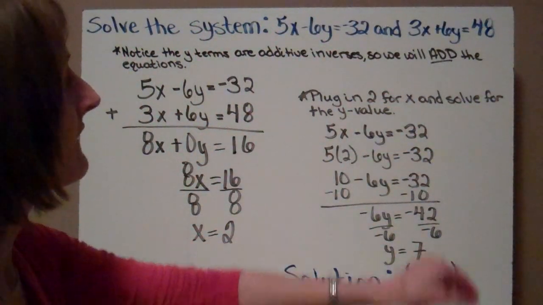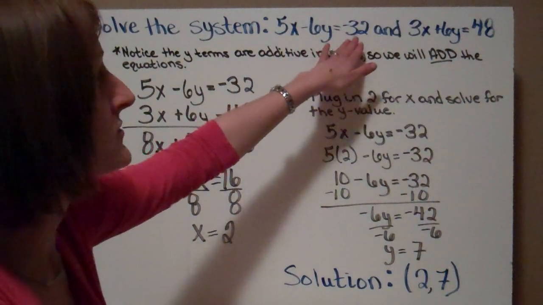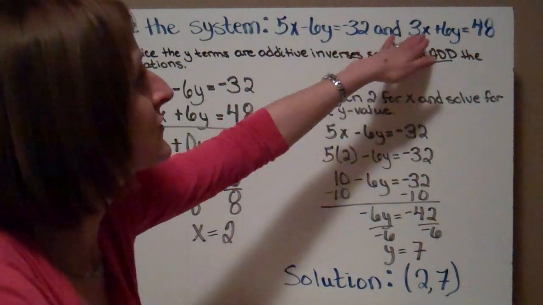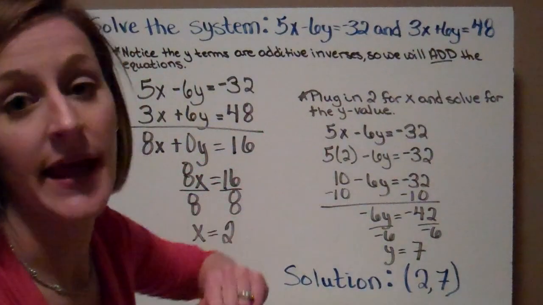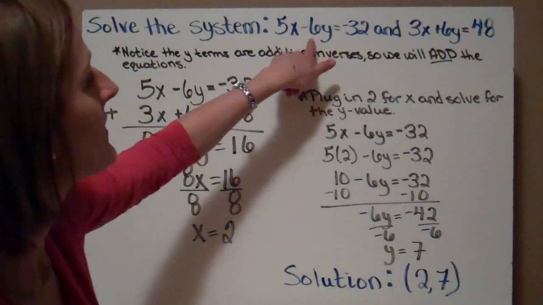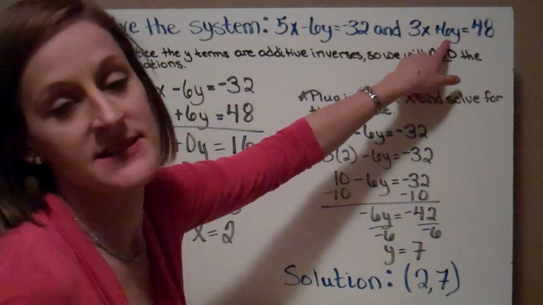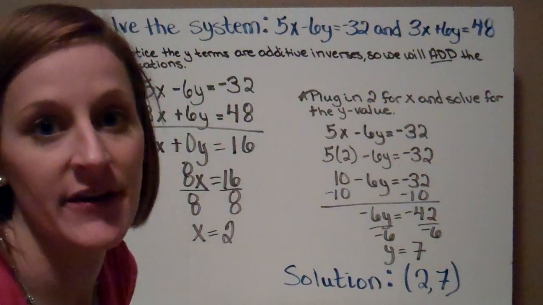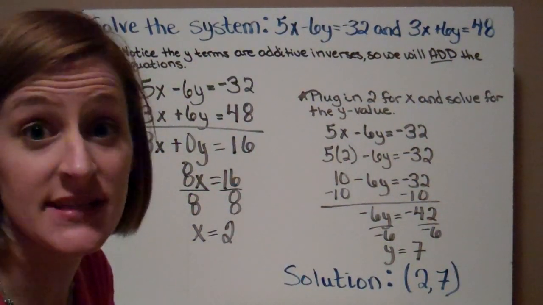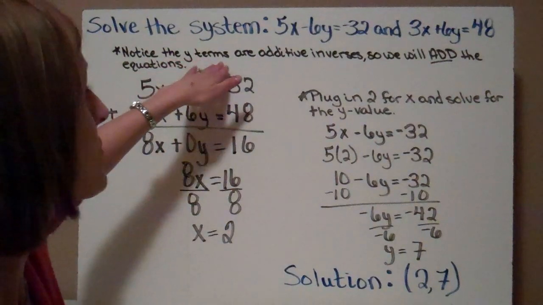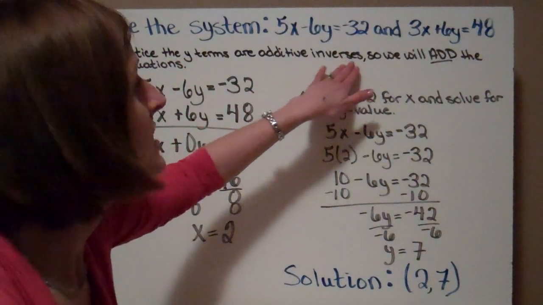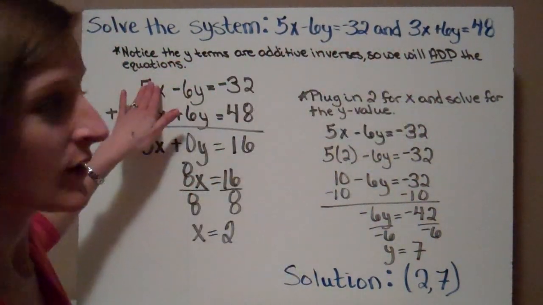Alright, this first one, we have 5x minus 6y equals -32, and 3x plus 6y equals 48. If you notice, we have a -6y and a positive 6y. Those are additive inverses. If you add them together, you're going to get 0. So, since the y terms are additive inverses, we're going to add the equations.